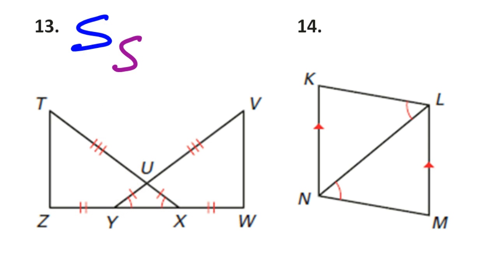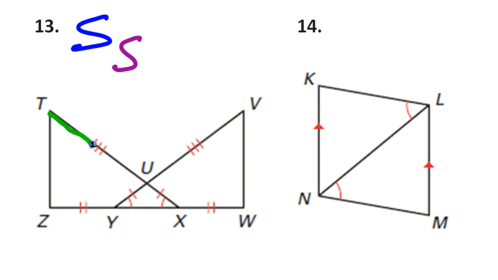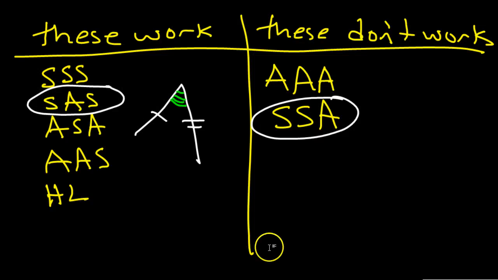Okay, what else do we have? We have an angle. We have this angle right here for that triangle, and we have this angle over here. As you look at it, see how it's marked right here? We're given that these two angles are congruent. So we have an angle. So we have two sides and an angle. But side-side angle is one of the ones that doesn't work.